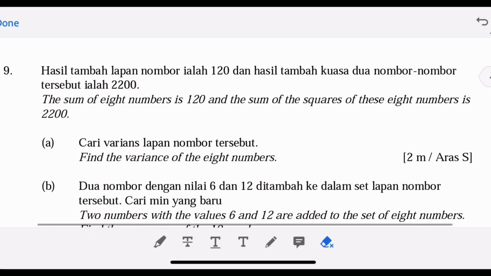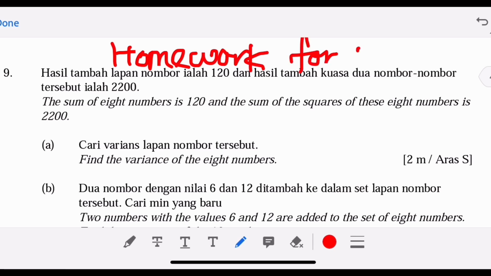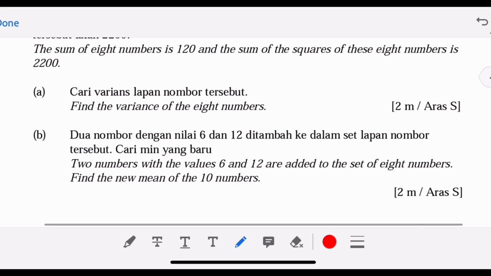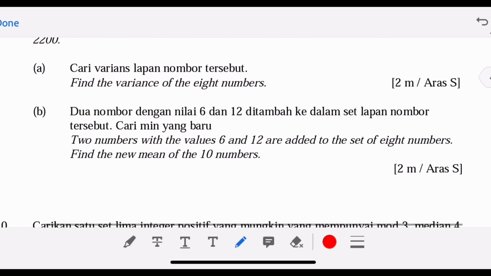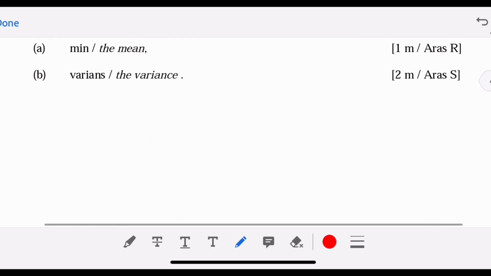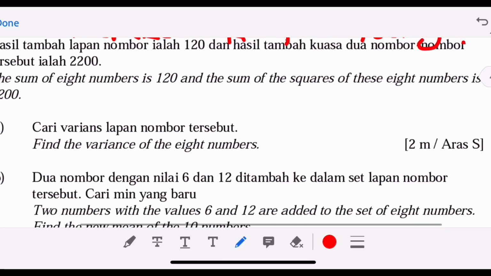Alright, let's start the discussion of question 9. For today's homework, please attempt all the questions that I discussed in this video. So let's see, number 9, the sum of 8 numbers is 120 and the sum of the squares of these 8 numbers is 2200. So okay, we have a few more questions to discuss. Alright, so now I'll focus on question number 9.